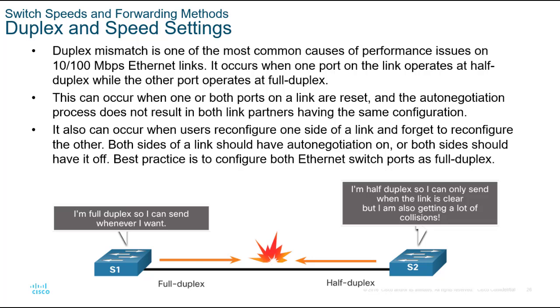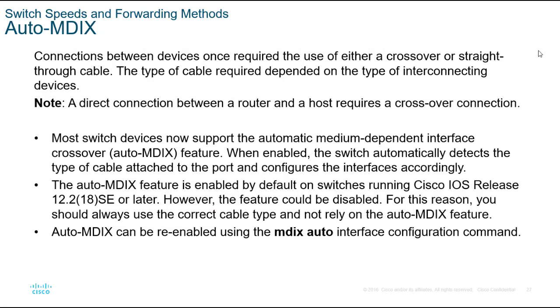One cause of duplex mismatch is one or both ports on the link being reset and the auto negotiation process being unsuccessful. Duplex mismatch can also happen when users reconfigure one side of a link and forget to change the other side. Both sides of a link should have auto negotiation on, or both sides should have it off, as long as it's the same on both sides. The best practice in this example is to configure both Ethernet switch ports as full duplex.